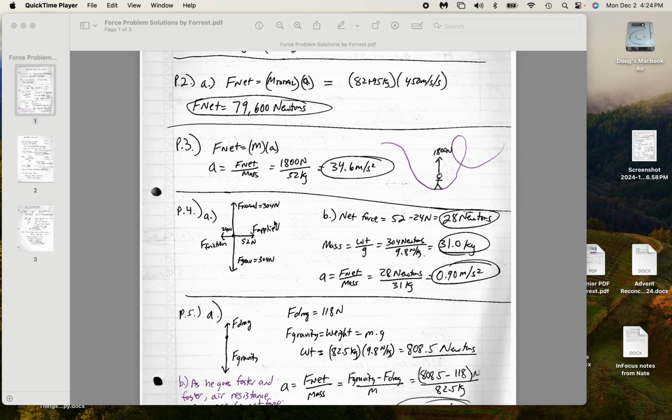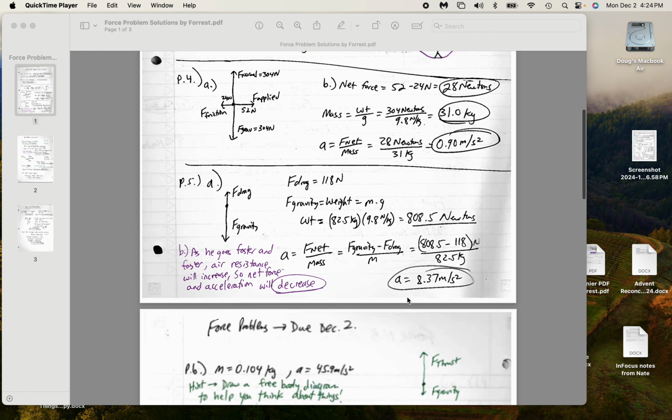Problem 4, the key with, I think we went over that in class. So basically the net force we find out, this was my free body diagram. The mass, we just take the gravitational force, or the weight, divided by 9.8, and I got 31 kilograms. And then the last part of this was just finding acceleration, and that's force over mass.